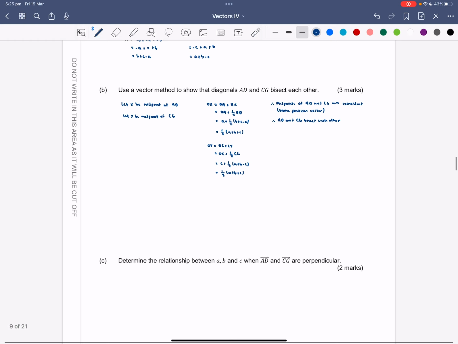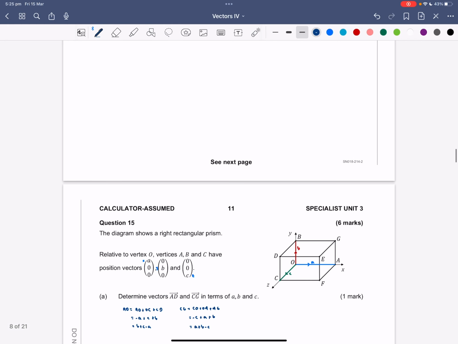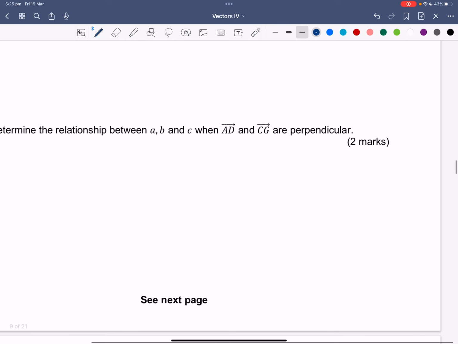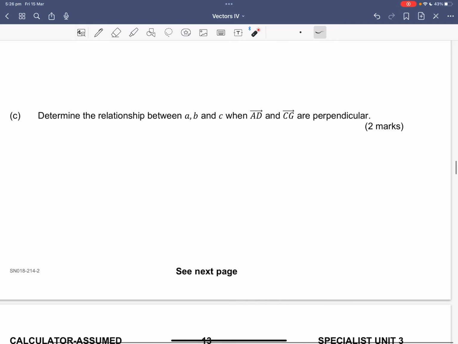Simple. All right. Determine the relationship between A, B, and C if AD and CG are perpendicular. Now, guys, I've got a feeling that it means they all might have to be the same, or something similar to that. Anyway, it doesn't matter. Find out when they're perpendicular.